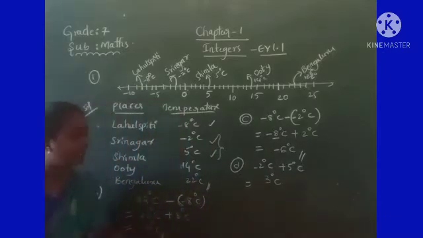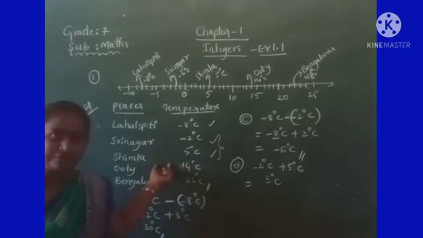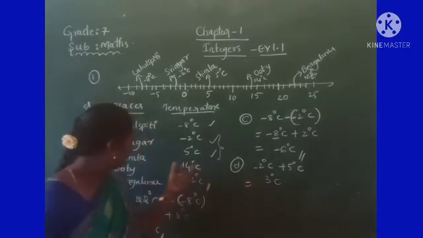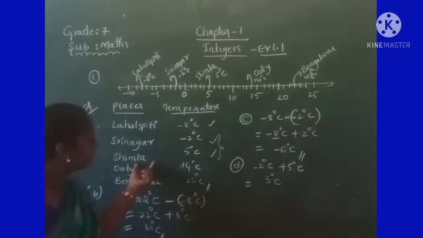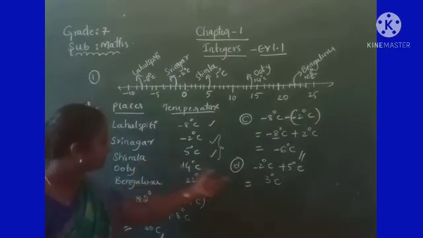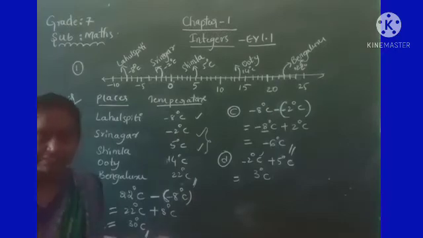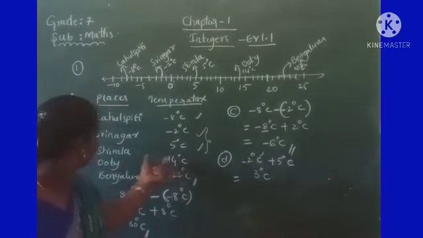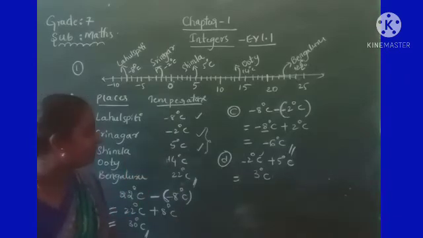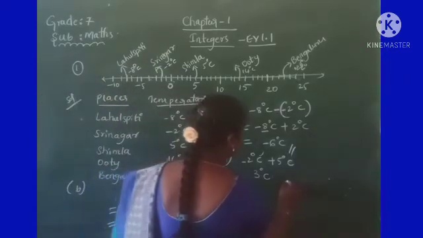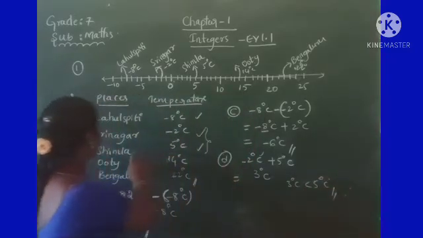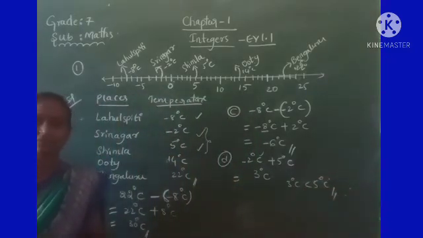What is the result after adding the Srinagar and the Shimla temperatures? You got 3 degrees Celsius. This temperature is less than Shimla. It is less than the temperature of Shimla. So we can write here that 3 degrees Celsius is less than 5 degrees Celsius. 5 degrees Celsius means the temperature of Shimla.